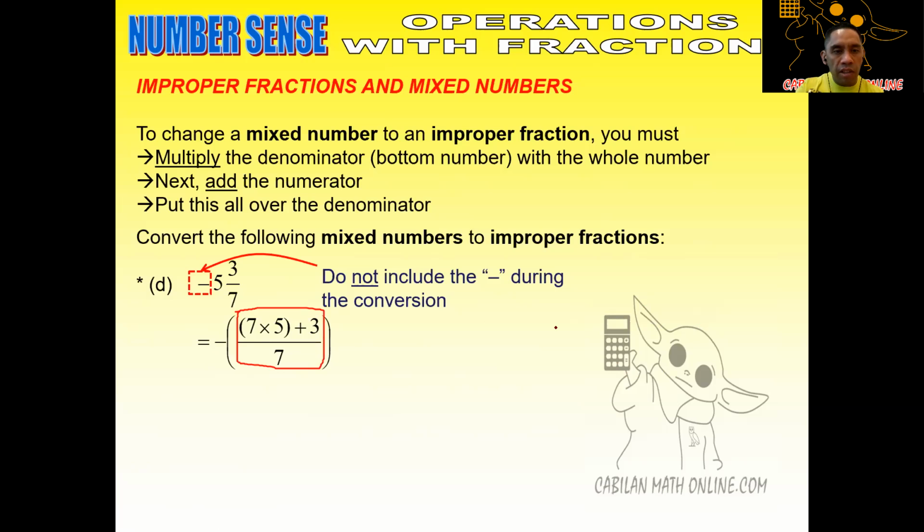So 7 times 5 is 35. 35 plus 3 is 38. So what we have there is 38 over 7, and then bringing back the negative, that gives us an improper fraction here of negative 38 over 7.